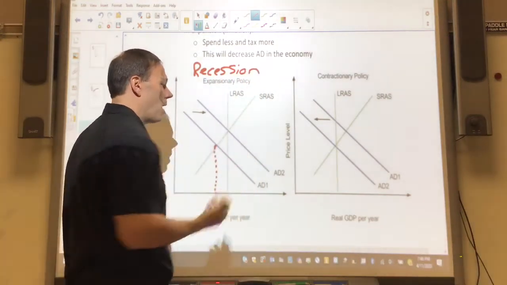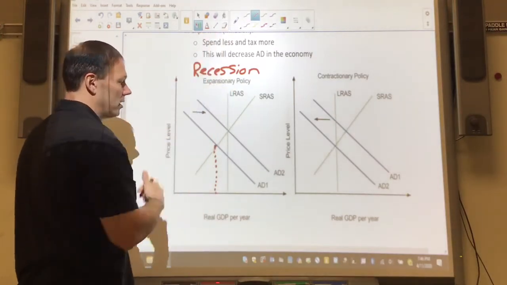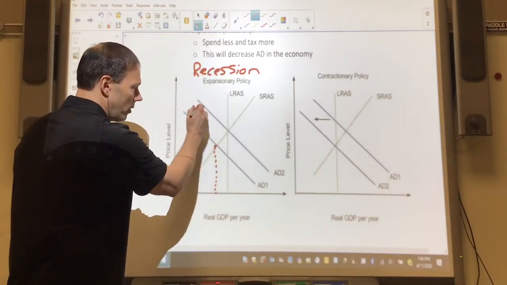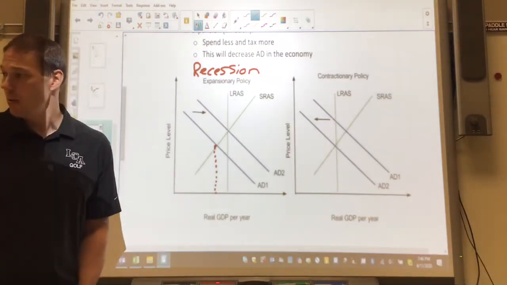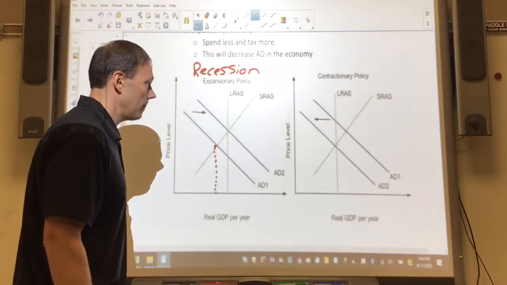So expansionary policies, we're trying to give GDP a goose here by either spending more or taxing less. That's going to boost aggregate demand, and bring us back to equilibrium, okay?